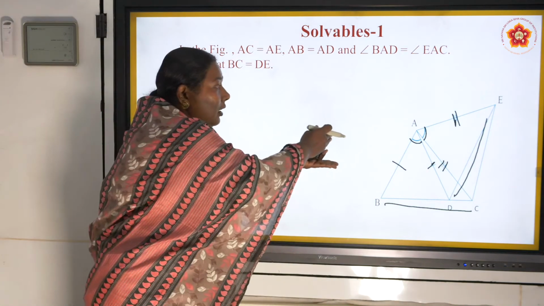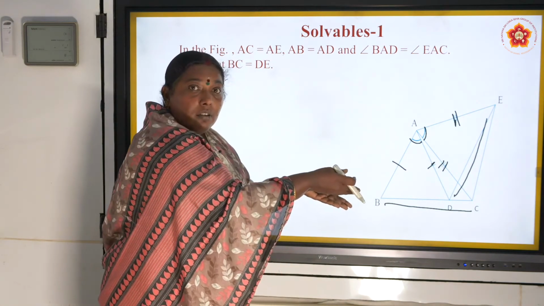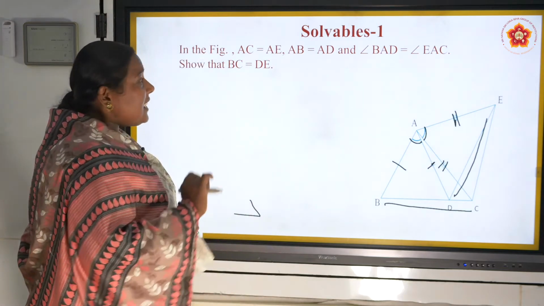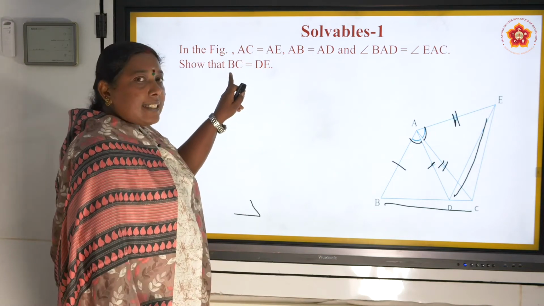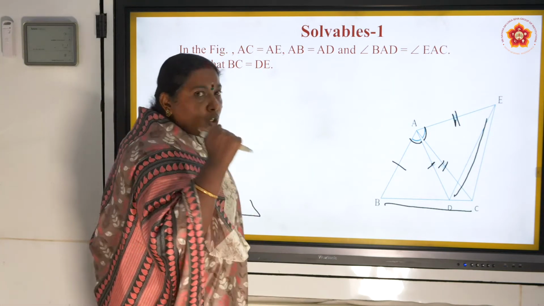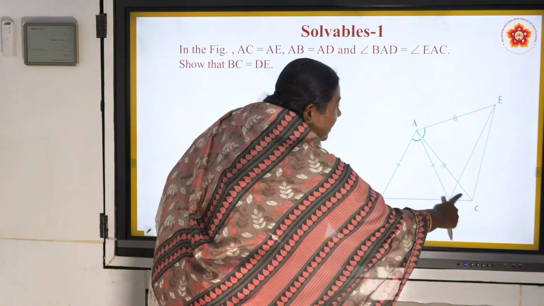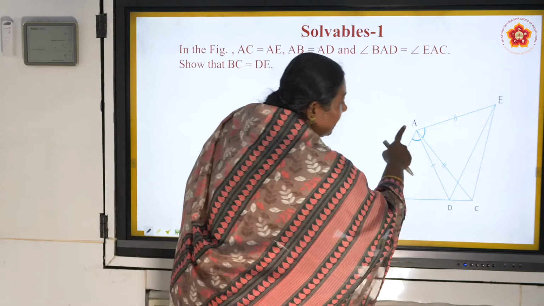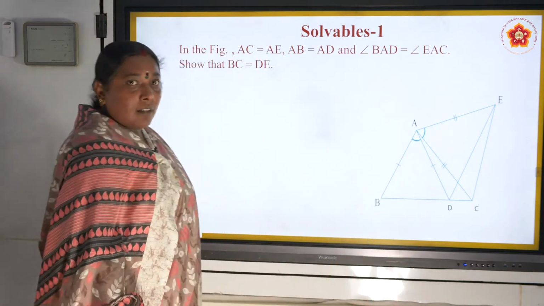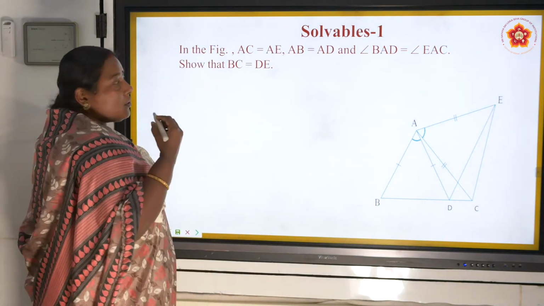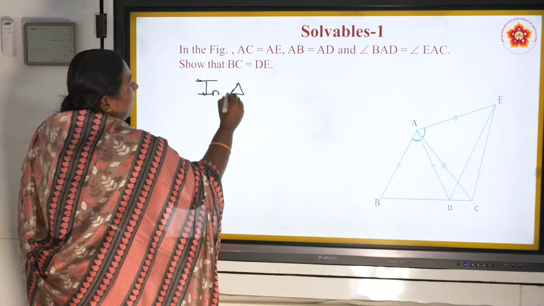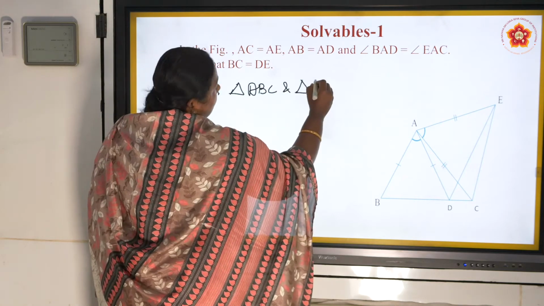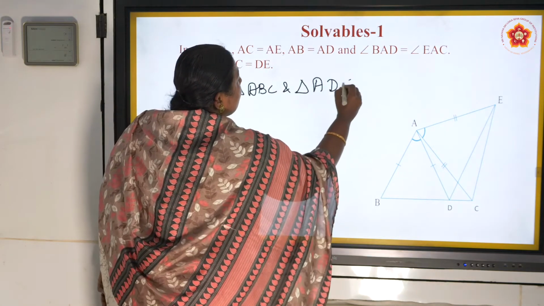They gave this side and they are asking that side. How? Just see which sides they are asking. BC belongs to the triangle ABC, right? And DE belongs to the triangle ADE. Now, from the question we are going to start. In triangle ABC and triangle ADE.